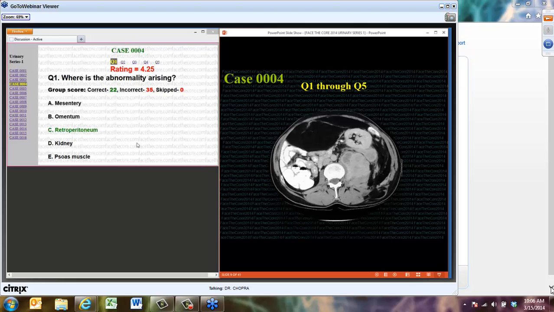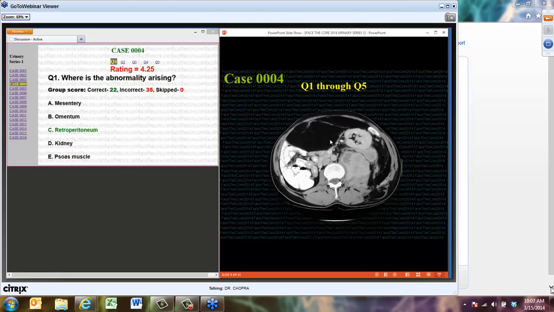Okay, so where is this abnormality arising from? You have to know where the abnormalities arise from. Sometimes, like I said, you have to use all the information that is available on the image. So could it be from the mesentery? Well, the mesentery is lying here, so this is not from the mesentery. Could it be from the omentum? Yes, it could be. But then the entire left retroperitoneum is enlarged too. So there is no likely condition that would cause omental origin and retroperitoneal origin of a fatty mass.